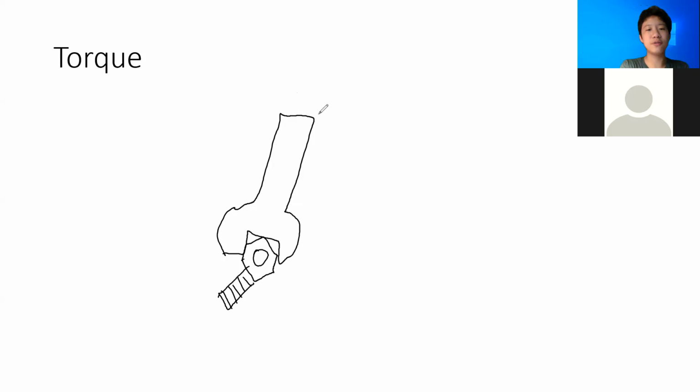As you can see here, even if you apply the same force on both of these areas, the amount that the screw rotates depends on the distance between the axis of rotation and where you are applying the force. So for torque, we need to consider our radius, or our distance from the axis of rotation, because the torque depends on how far we are applying the force. If we apply it here, we would have more torque. It would be easier to spin the screw. If you were to apply it here, it would be harder.